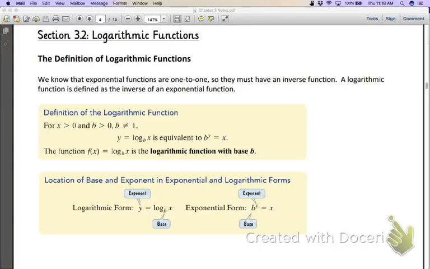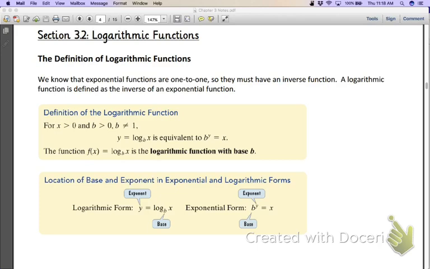Alright, 3.2 logarithm functions. It's really just the inverse of an exponential. They all basically flip from one to the other. You still have a base that is greater than 1, or that is positive, excuse me, and then your x value also has to be positive.